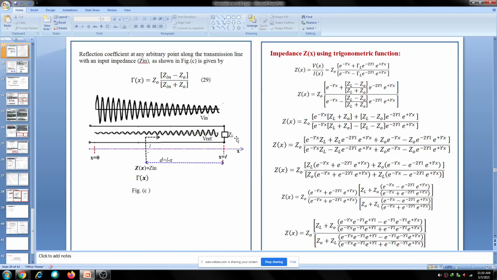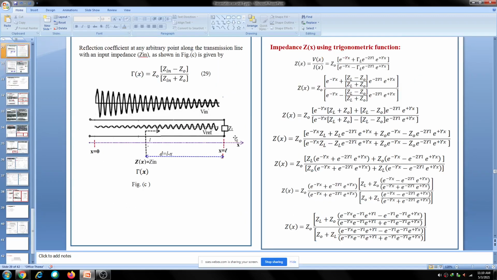ZL equal to infinity, we will be getting an open circuit. ZL equal to 0, we will be getting a short circuited transmission line. If ZL is equal to 0 or infinity, those transmission lines find many applications in RF and microwave circuit system design, and in communication system design. When the load is open or short circuited, they are called open and short circuited transmission lines.